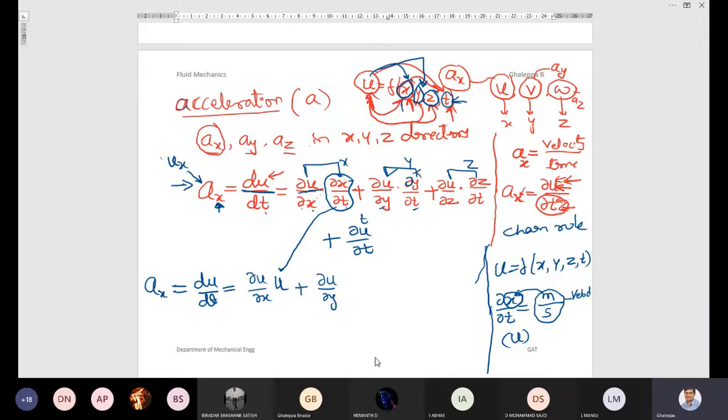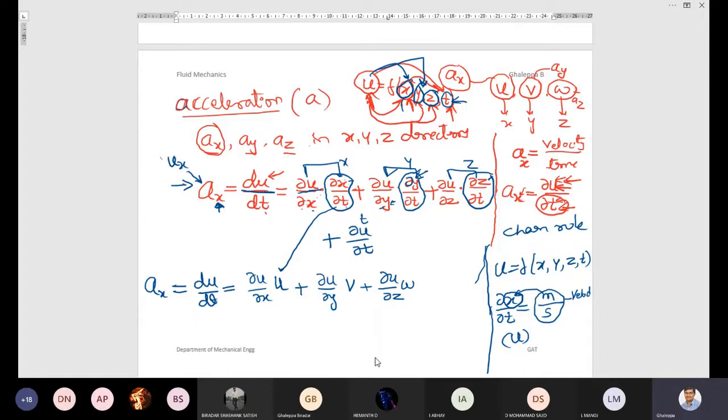Similarly, ∂y/∂t: y unit is meter, and meter per second is again velocity. Velocity in which direction? Velocity in y direction. That is v. Plus ∂u/∂z as it is. ∂z/∂t is again also a velocity term, in z direction. So it is w. Okay.